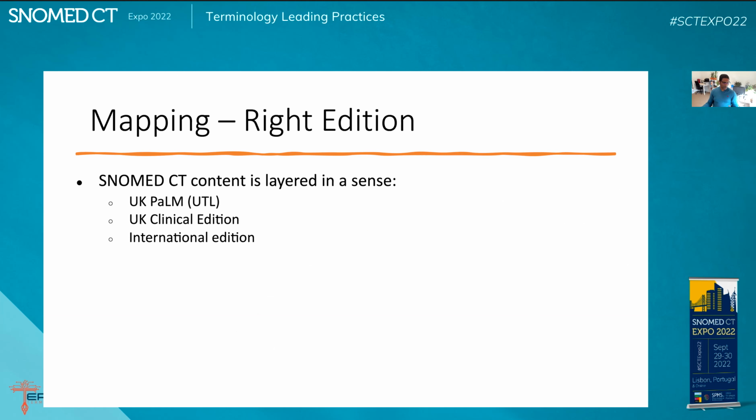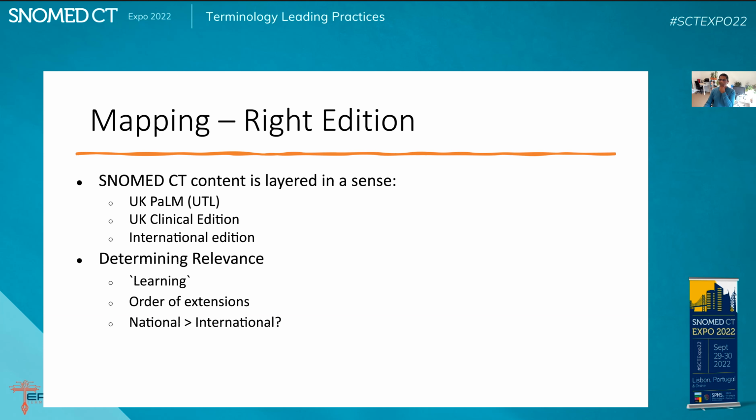The third thing, I don't know again, we might be the only people who have tried to do this, so this is useful to share. SNOMED is constructed of layers, remember? So there's the UTL, the UK Palm edition. We've got the UK, which itself builds on the UK clinical edition, and that itself builds on the international edition.